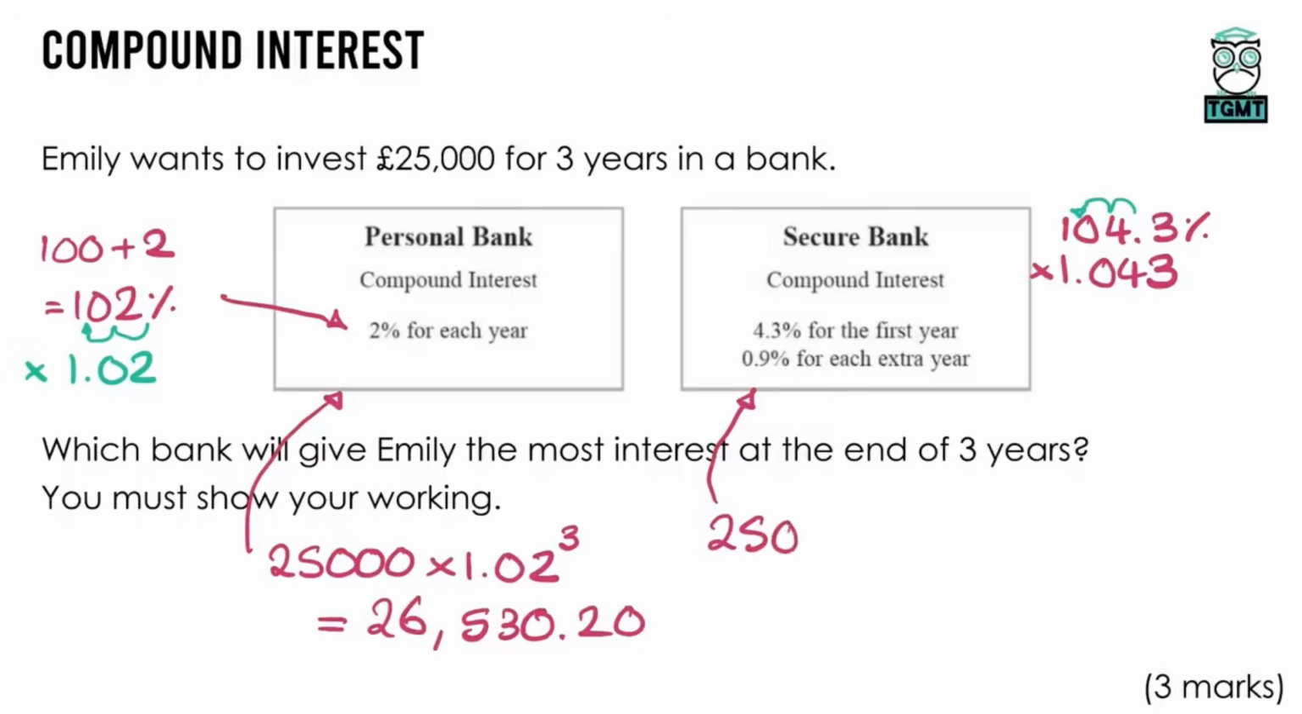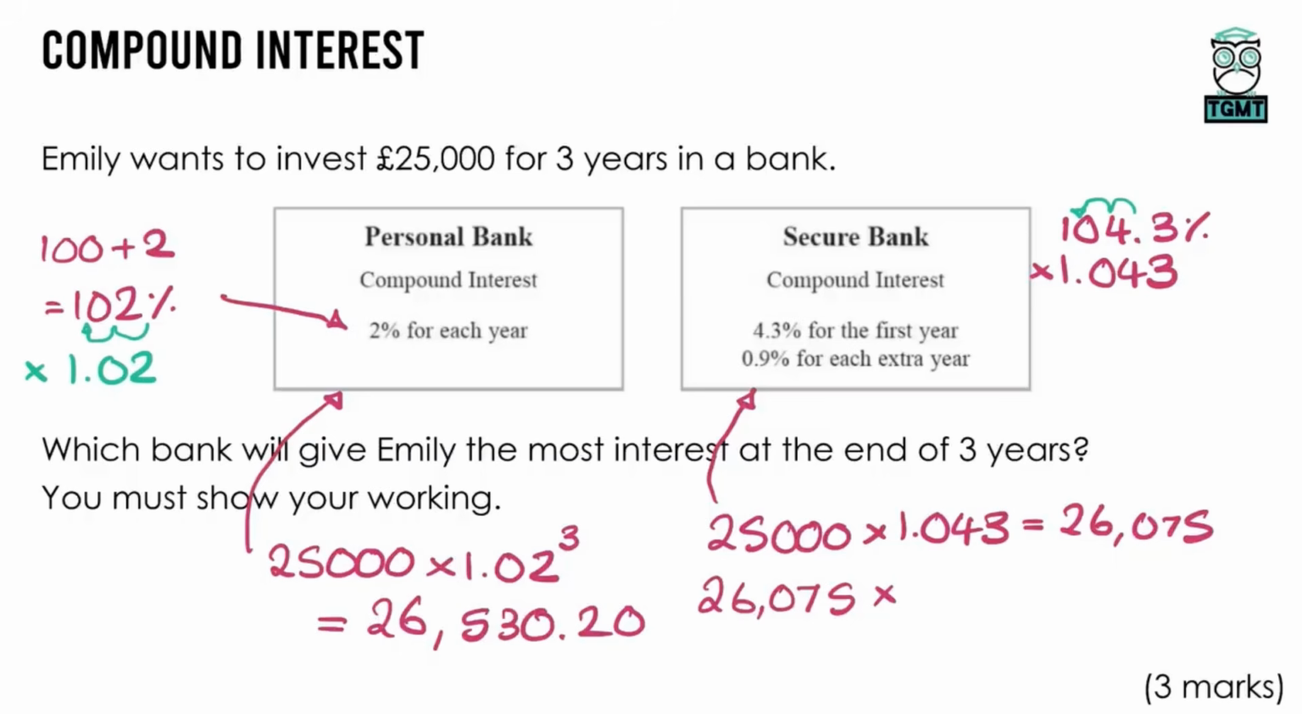So 25,000 multiplied by 1.043. I only get that in the first year, so I am going to have to write that down this time. 25,000 times 1.043 gives me £26,075. Now that is how much Emily has in the bank, £26,075, and we're going to have to multiply that by the new multiplier for the 0.9% that you get in every extra year.